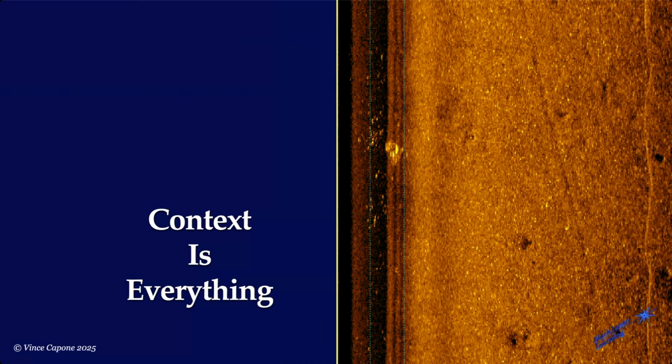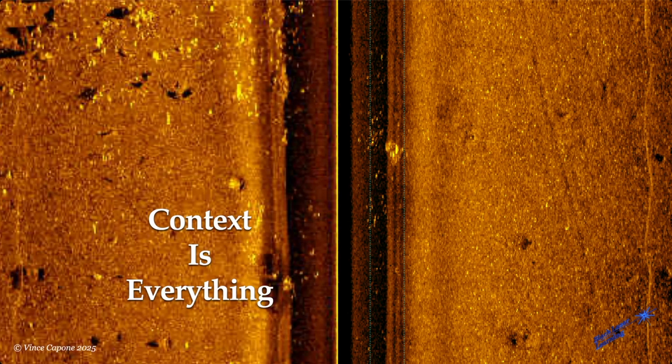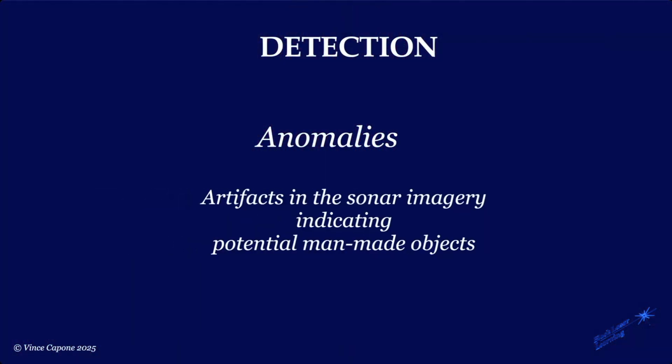If I'm looking for aircraft on a bottom like this, then come upon a scattering of objects after seeing lots of clean bottom, I should take notice. Anomalies are artifacts in the sonar imagery that indicate potential man-made objects.